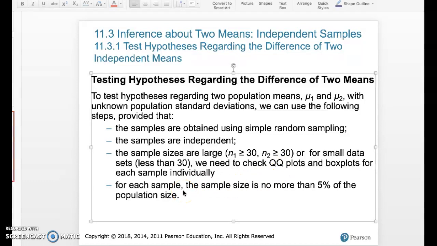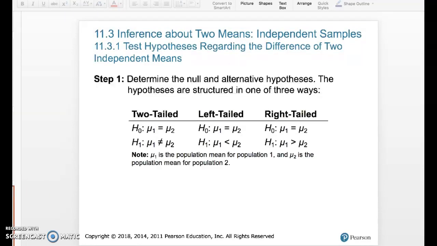Then the last one, for each sample, the sample size is no more than 5% of the population. Most of the time, this is not going to be an issue because we're not going to have such a large sample that we're getting close to our population size. So if these check, mainly we'll be focused on number 3, then we can do our setup and proceed.